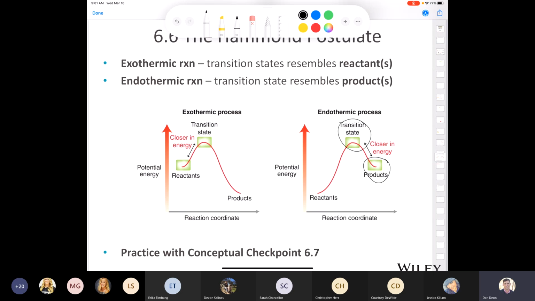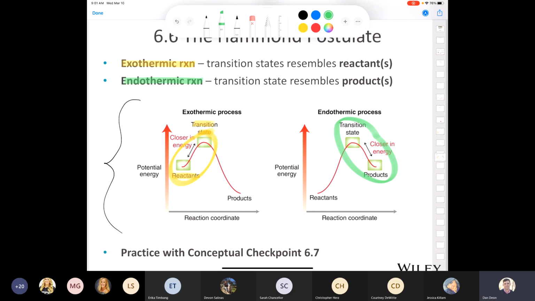Nothing more than that. It's the kind of thing that we could go into a lot more detail about, but our book really only asks you to know these two things. Really, if I could summarize this Hammond Postulate, all you need to know is that in an exothermic reaction, the transition state is going to look more like the reactants. Why? Because they're closer in energy. And in an endothermic reaction, the transition state is going to look more like the products. Why? Because they're closer in energy. That's it. That's the take-home message.